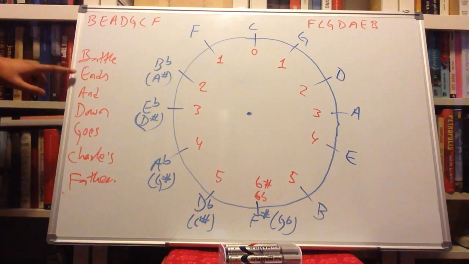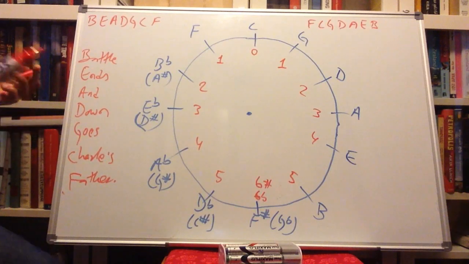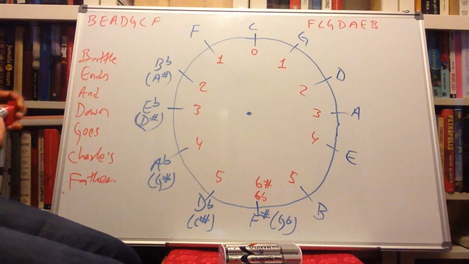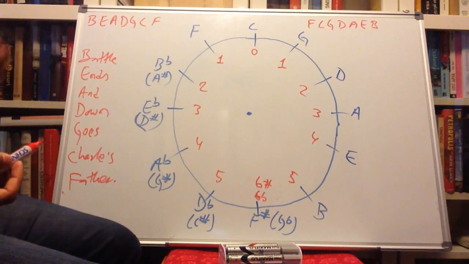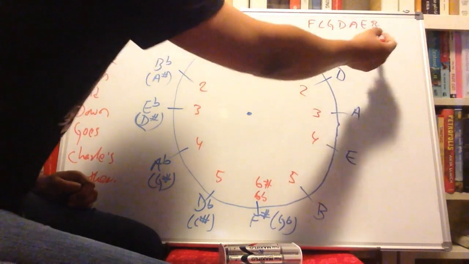So B, battle, E, ends, and down goes Charles' father. Battle ends and down goes Charles' father. So if you remember that sentence, that will also make our life easy. And same here, F, C, G, D, A, E, B.